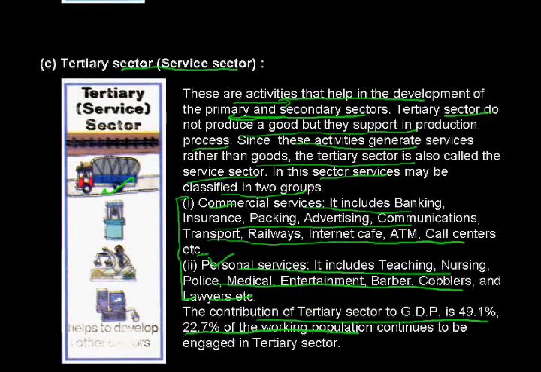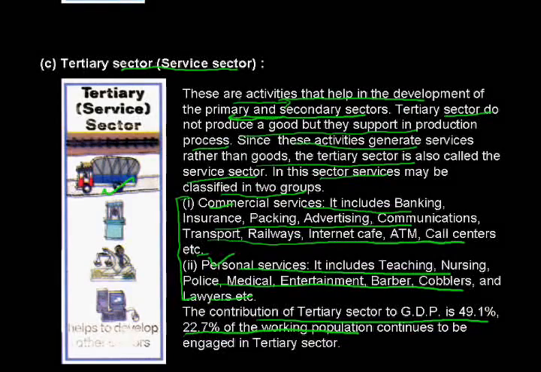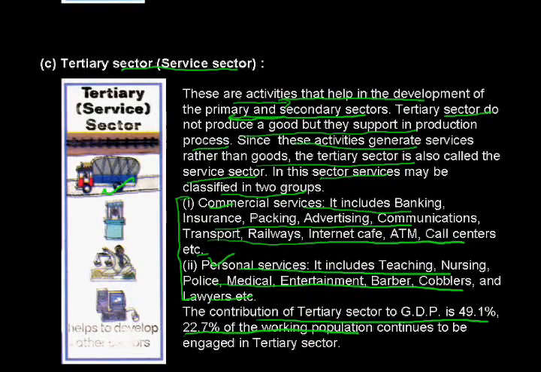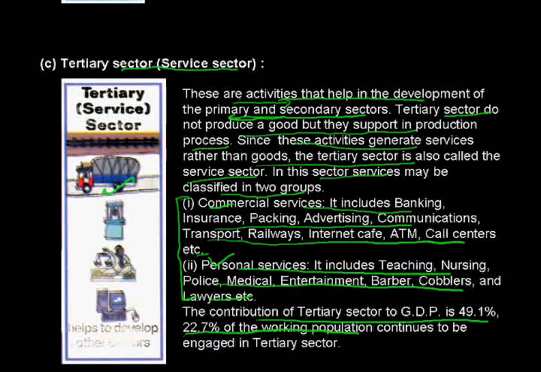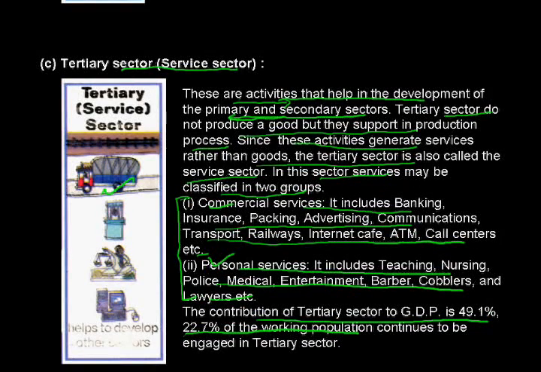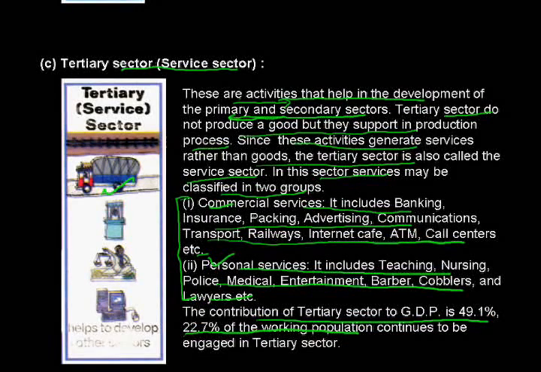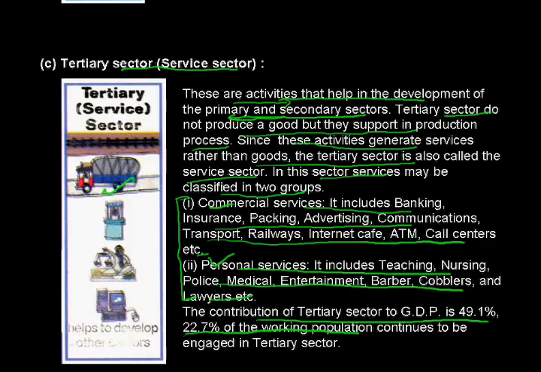In this part, we have divided the sectors of the Indian economy on the basis of economic activities. That is three types: primary sector, secondary sector and tertiary sector. And we have discussed what these primary, secondary and tertiary sectors are. In the next module, we will be discussing the contribution of the tertiary sector in the Indian economy.